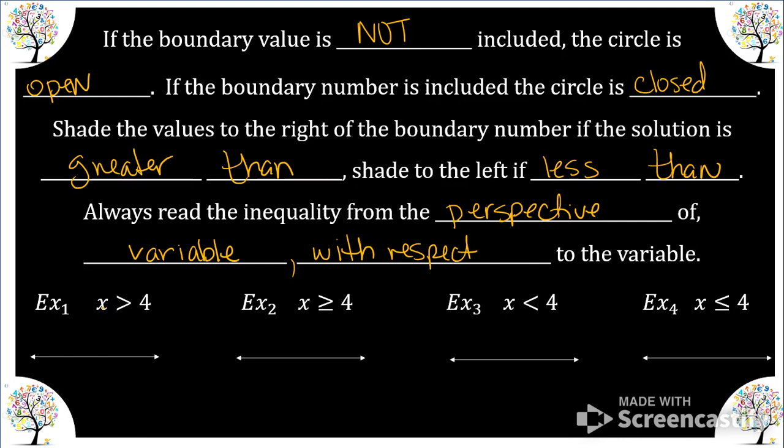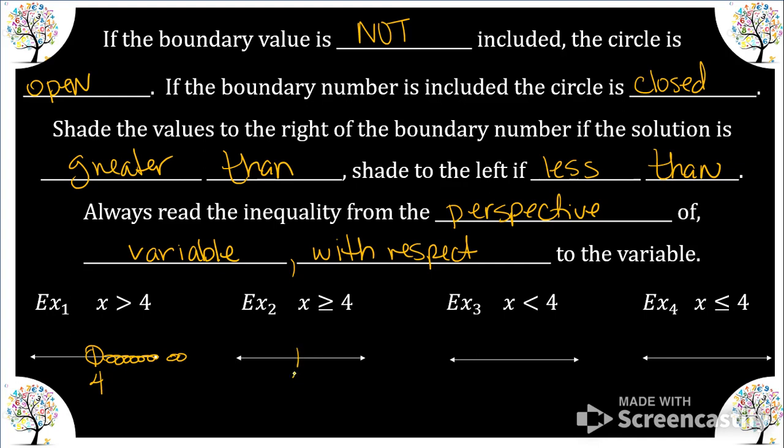Here we have x, our solution is more than 4, is greater than 4, so our boundary number is 4. 4 is not included, so we do not shade it, but we shade everything to the right going toward positive infinity. Any of the values shaded will make the statement true.